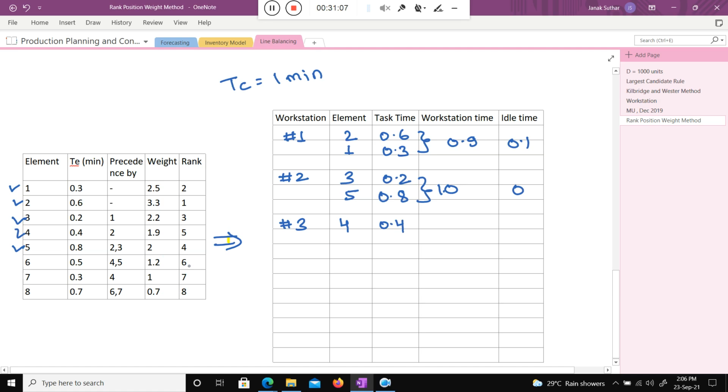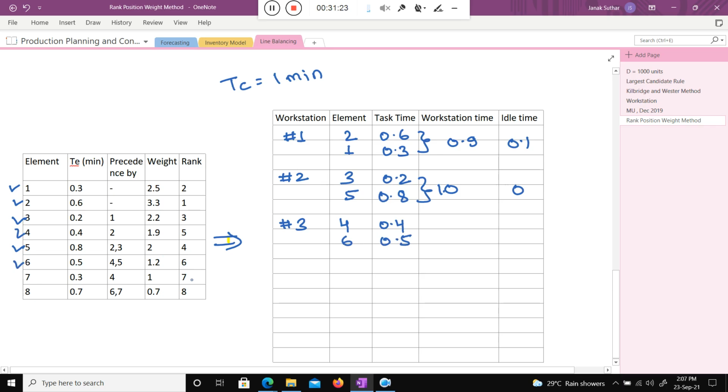I go for rank 6. In rank 6, what is the time? 0.5. I can allocate it because it does not exceed the cycle time limit, so 0.5. Now rank 6 is also completed.